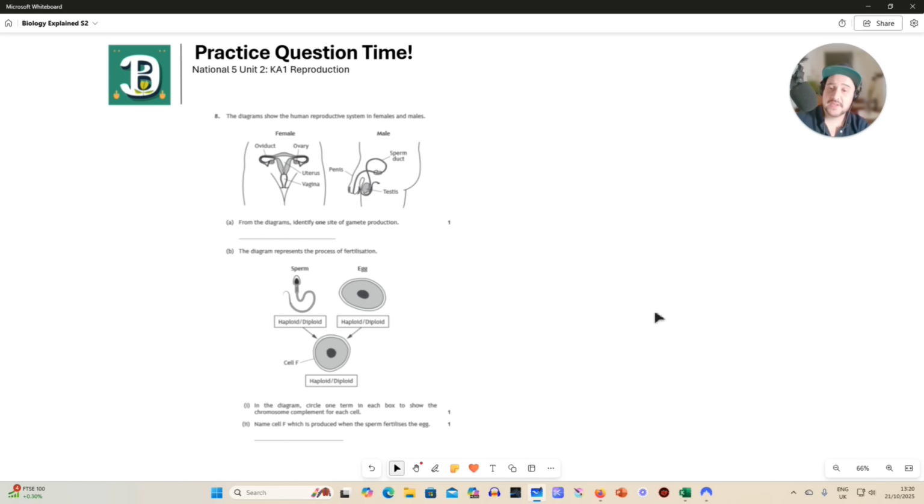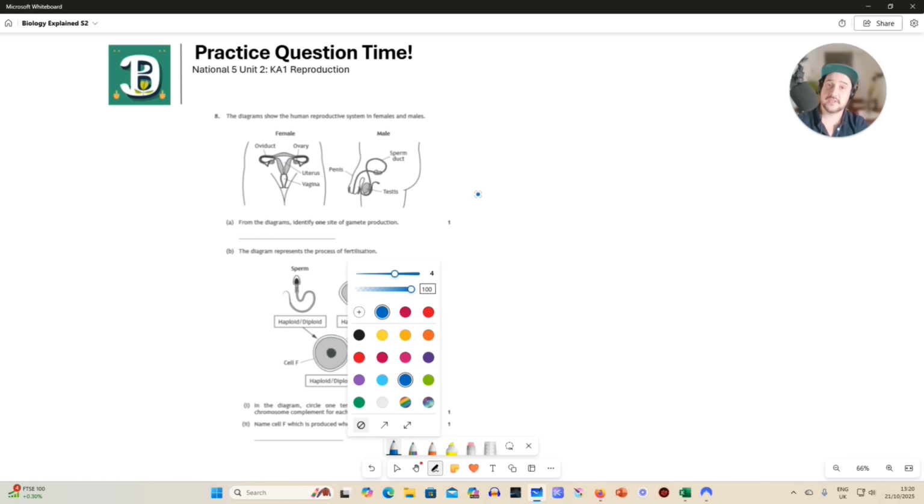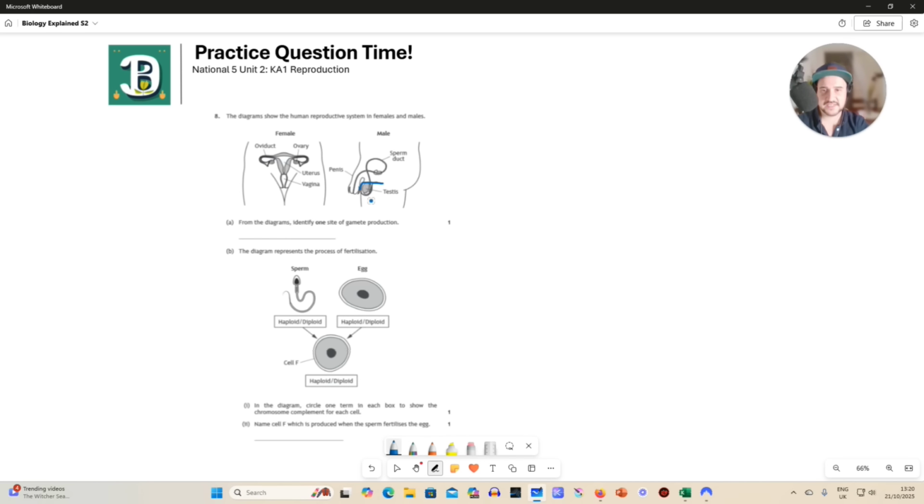How well you've done. So question A, the diagram shows the human reproductive systems in females and males, and different parts are labelled. From the diagrams, identify one site of gamete production. So remember, gametes are produced in the glands that make up the reproductive systems. So you've got the testes here, and you've got the ovary here. So either of those will get you the mark. So an ovary or a testes. Okay, that's the singular for testes. If you did the plural, it's also fine. So there's your first question.